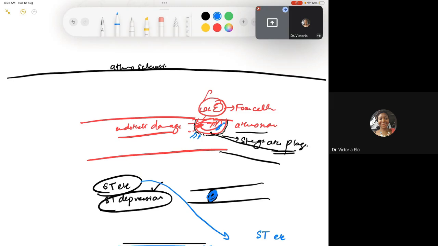Okay, perfect. So the next topic which we are going to discuss is cholesterol emboli syndrome. What is cholesterol emboli syndrome? Just looking at the name, can you please tell me?